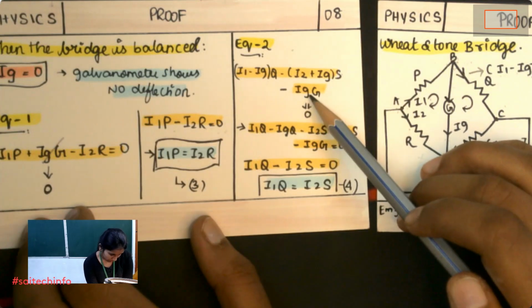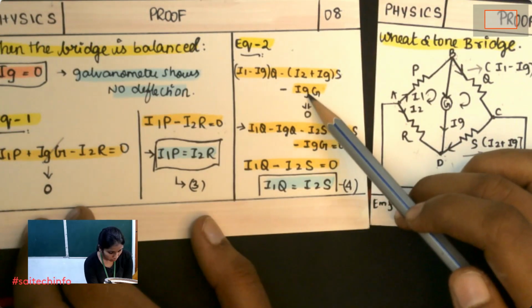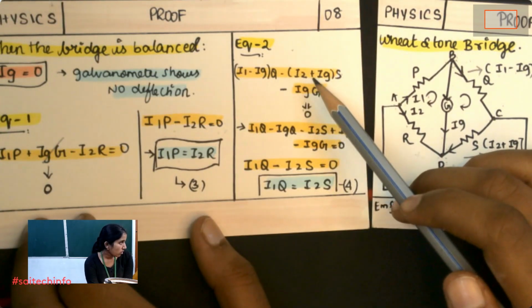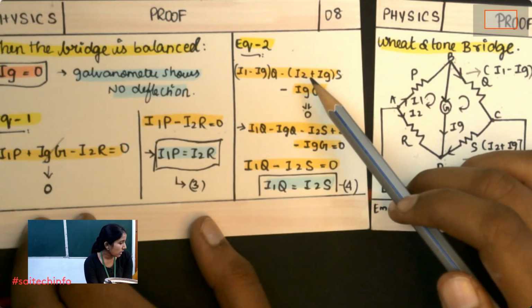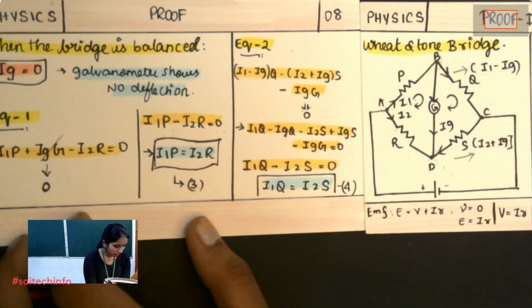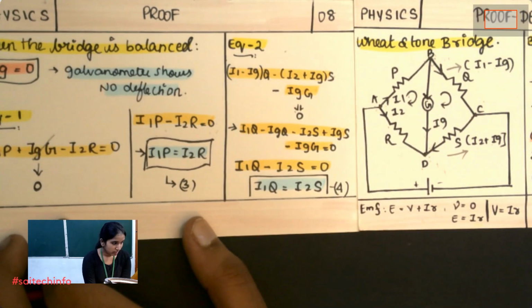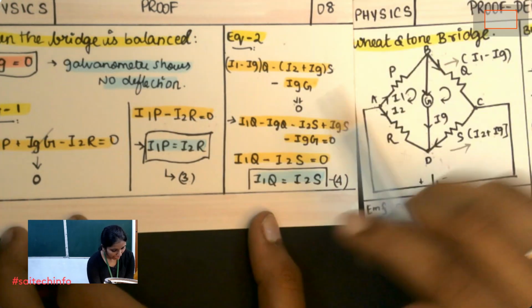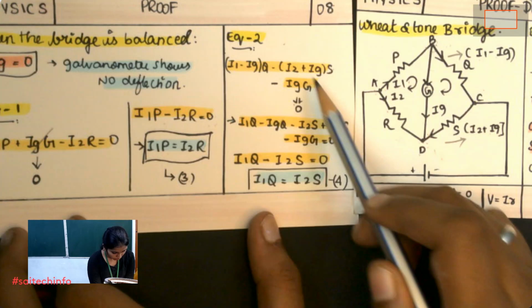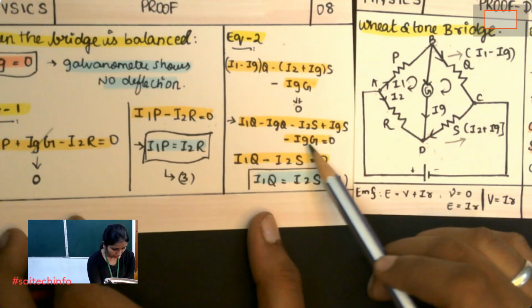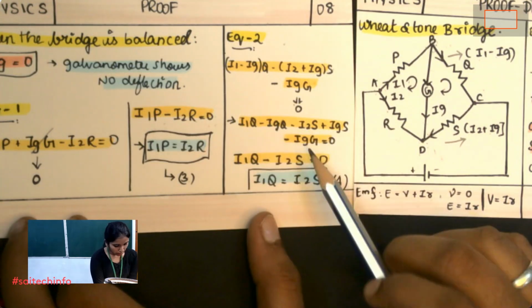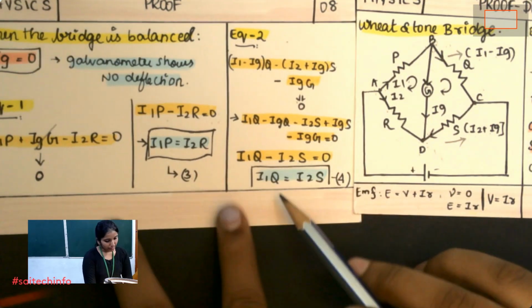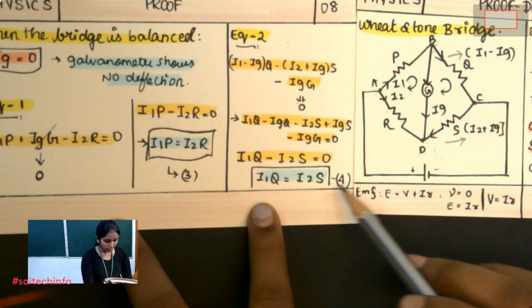And from the second equation, I1 minus Ig into Q minus I2 plus Ig into S minus small Ig into capital G. Here small Ig into capital G will be 0. What is Ig? The current flowing through the galvanometer. What is capital G? The galvanometer resistance, represented as uppercase G. So when we multiply out, we get I1Q minus IgQ minus I2S plus IgS minus Ig into capital G. Here when Ig is equal to 0, everything cancels and we get I1Q minus I2S is equal to 0, so I1Q is equal to I2S as the fourth equation.